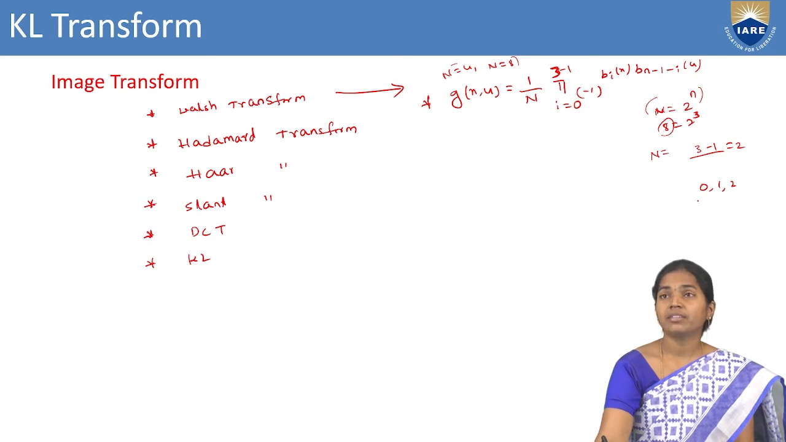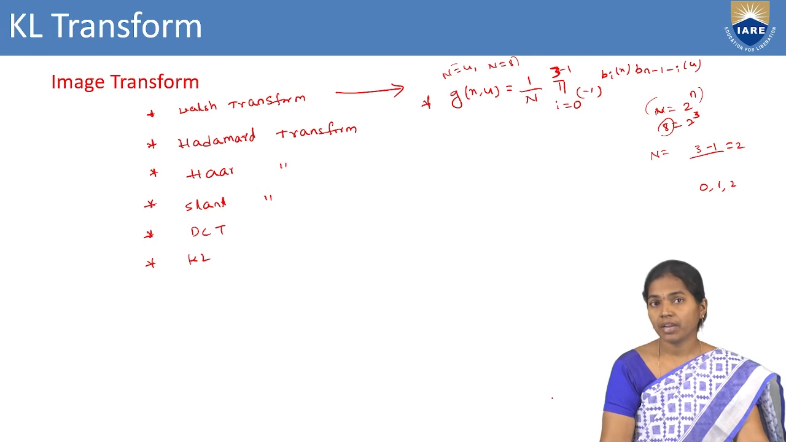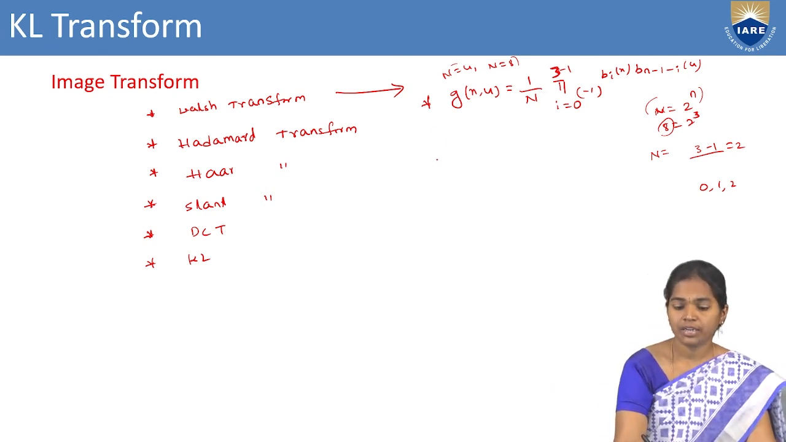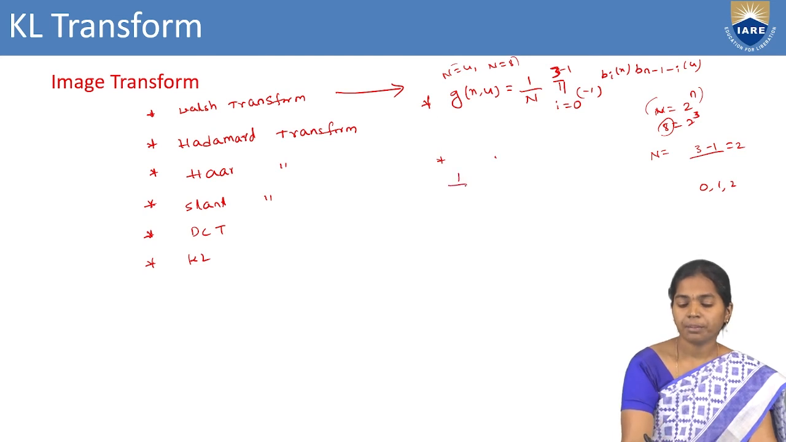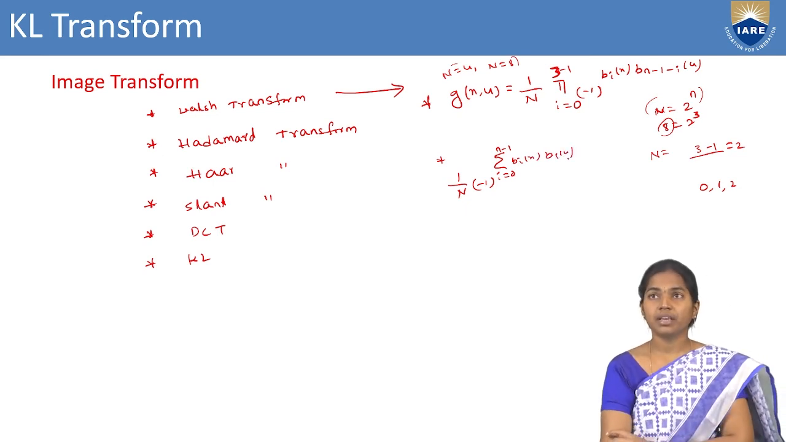0 to 3 means here I value 0, 1, 2. Here minus 1 power b I of x bn minus 1 minus I of u. And when we go for Hart transform, here it is also 1 by n summation I equals to 0 to n minus 1, minus 1 power, b I of x b I of u.